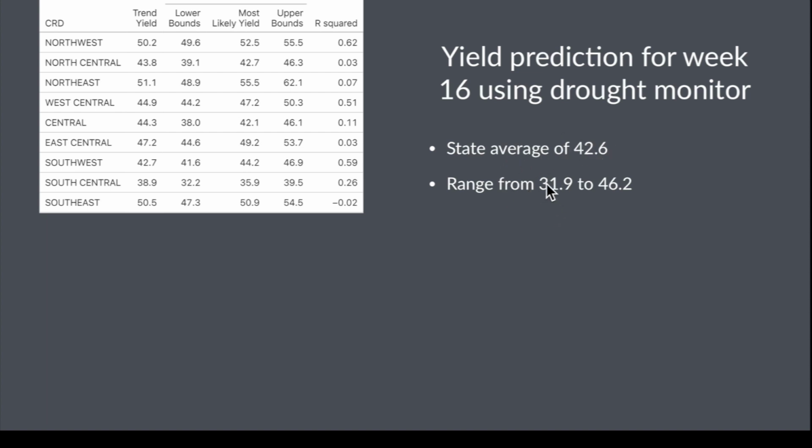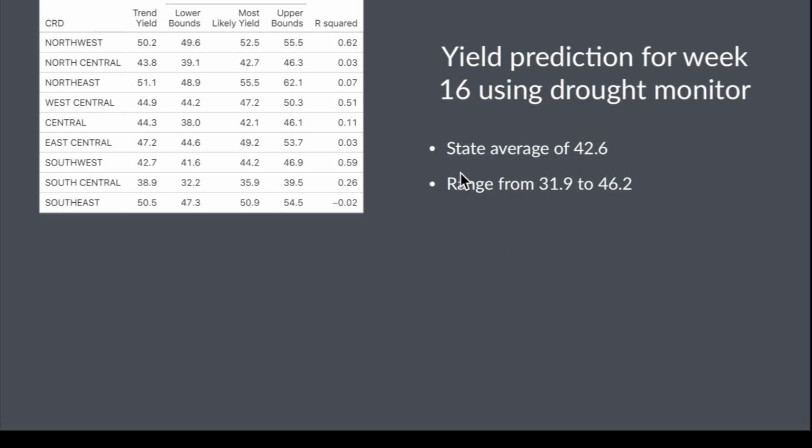The range is actually greater here, 31.9 to 46.2, compared to what I got from the NASS assessment. Again, that's probably more of a data issue than anything else, because the data is not quite complete, because I am having to use county level numbers, and there aren't quite as many counties reporting for this as there would be for the state numbers.